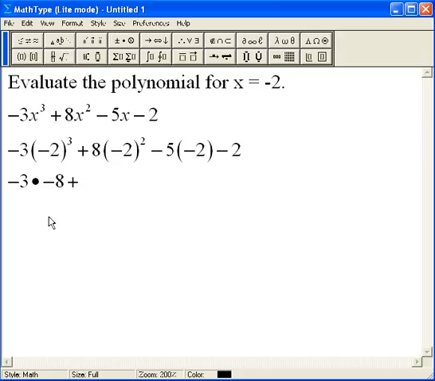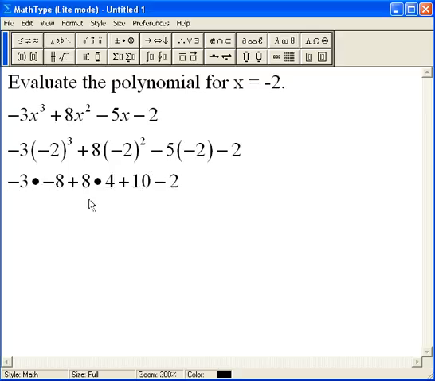Okay, plus 8 times, now I need to do -2 to the second power, which means -2 times -2. That will be 4. Next, I'm going to be multiplying -5 times -2. See, even though this is a subtraction sign, I see it as a negative for the 5. So I'm really multiplying -5 times -2, which will give me positive 10. So I'm going to write plus 10. And then I write the rest of the problem.